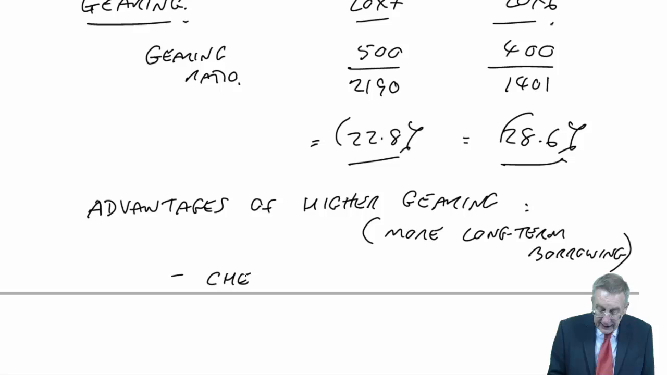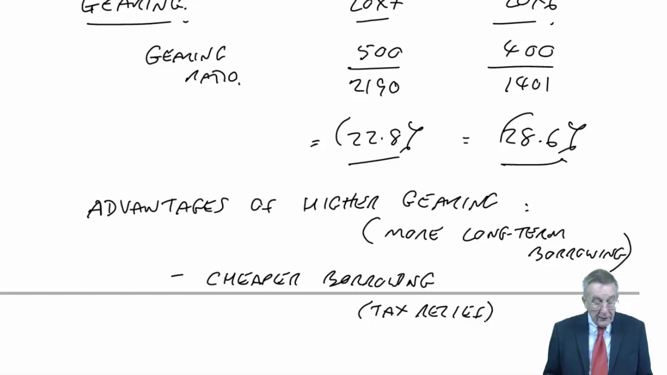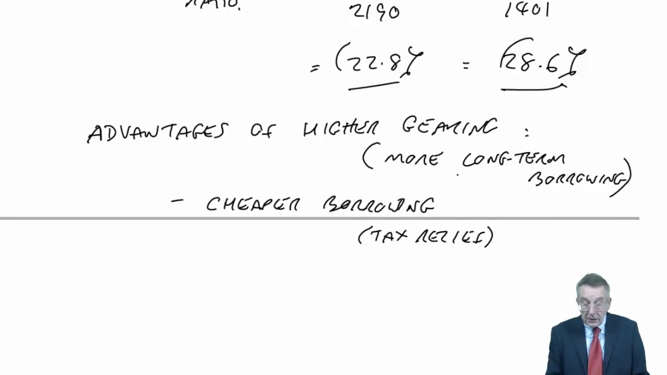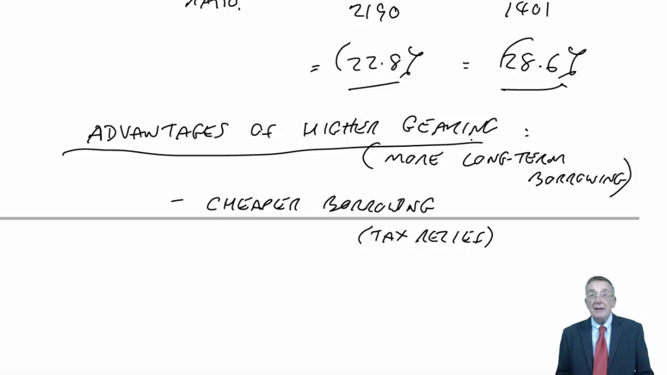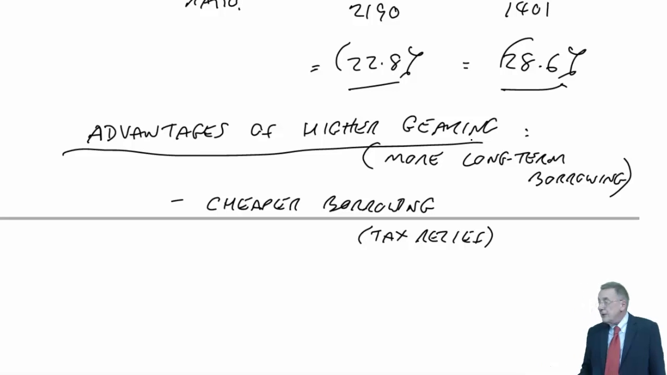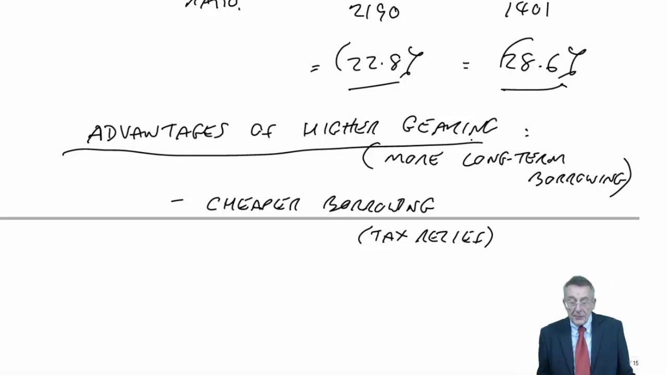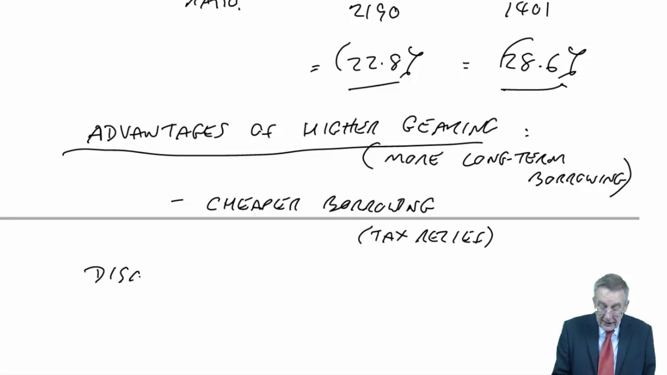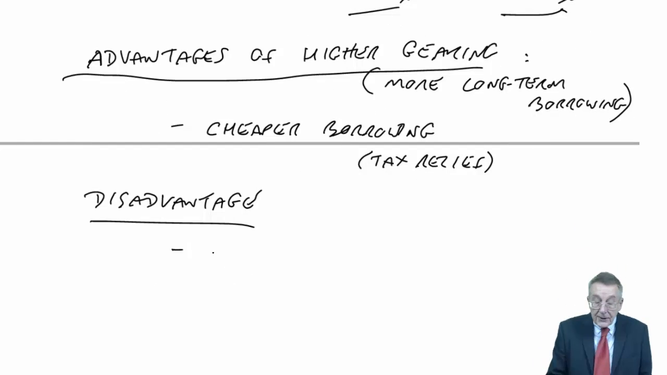It's cheaper borrowing because of tax relief. Whereas, of course, pay out dividends to the shareholders, there's no tax saving. Now, there's a lot more I can say, but it would be going over the top for this bit. However, the main disadvantage of higher gearing is there's more risk for the shareholders.